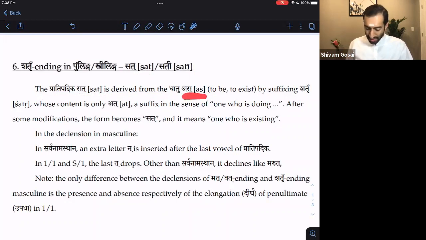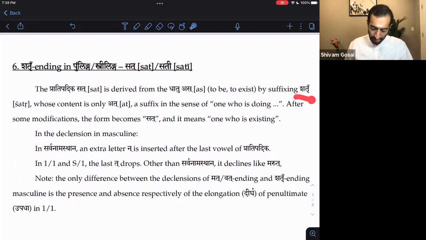Now, the dhatu As is suffixed with something, meaning we're adding this thing called Shatr. This nasal also is an it letter. It comes and it goes. It doesn't actually get added to the word. It's just Shatr. That nasal, the Chandra Bindu, is an it letter, meaning it comes and goes.